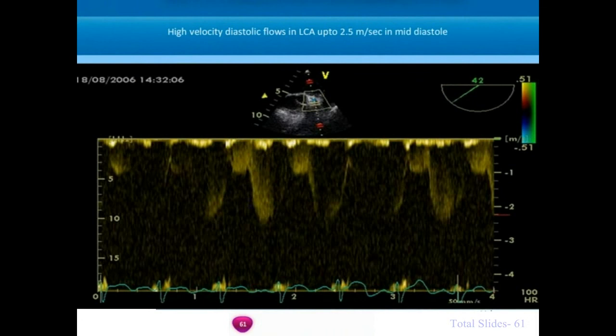When we analyze the spectral Doppler, the flows of the LAD are showing an accelerated flow. See that there is a diastolic brisk flow in the LAD, and the velocities in the LAD are almost touching 2.5 meters per second. So there is a high velocity brisk flow in the LCA because the LCA collateralizes the RCA territory.